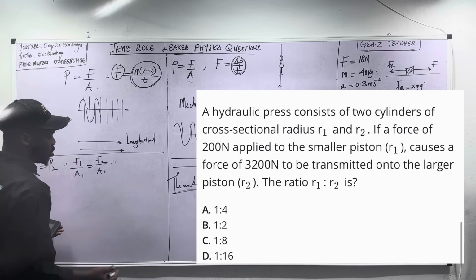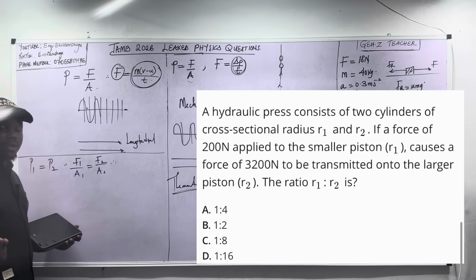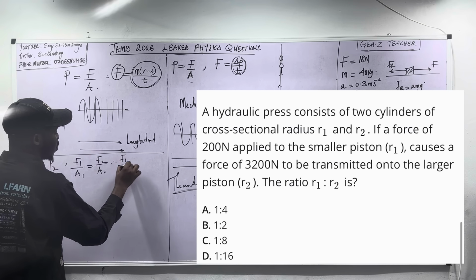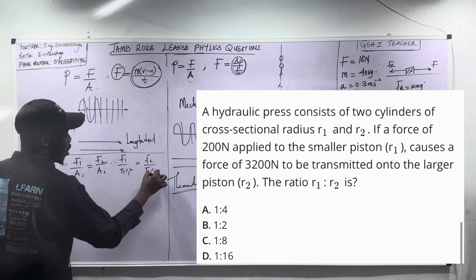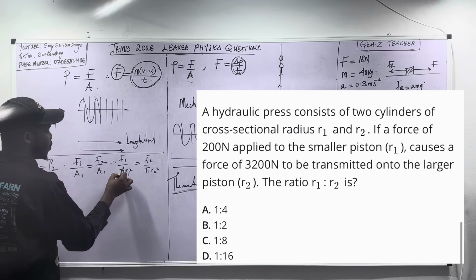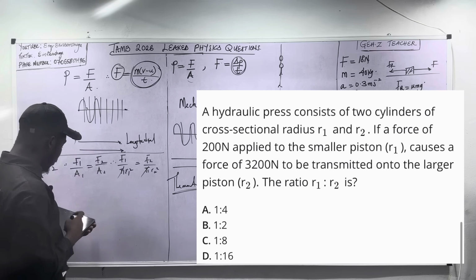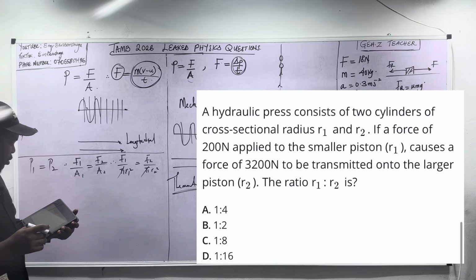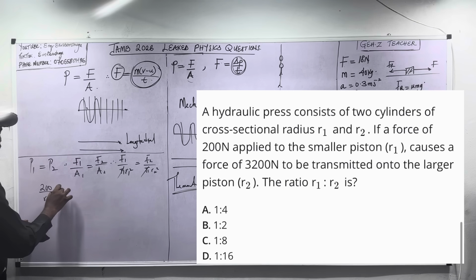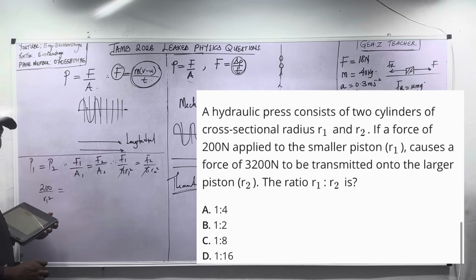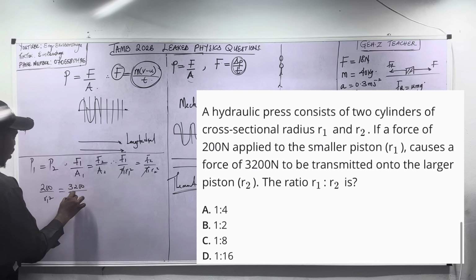Now we can also derive further. Since the pistons are circular, the area should be the area of a circle. So for the first one, we have F1 over pi R1 squared, and then we have F2 over pi R2 squared. Now we can take out pi, so you can just say F1 over R1 squared equals F2 over R2 squared. F1 was given as 200 newtons, so we have 200 divided by R1 squared equals F2, which was given as 3,200 newtons, over R2 squared.